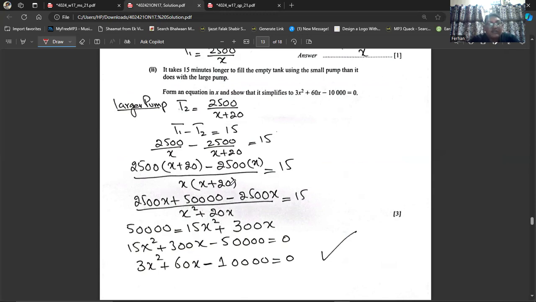Take the LCM, so x and x plus 20 will be here. So 2500 into x plus 20 minus 2500 into x, so it will be 2500x plus 50,000 minus 2500x. The whole thing divided by x square plus 20x is equal to 15. Cross multiply from here, so you are left with 50,000 on one side equals 15x square plus 300x. So 15x square plus 300x minus 50,000 equals 0. I will divide all of them by 5, so you will have 3x square plus 60x minus 10,000. We were supposed to show this, and we have shown it.